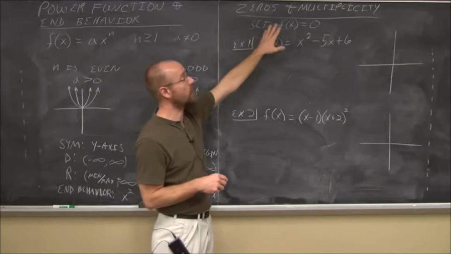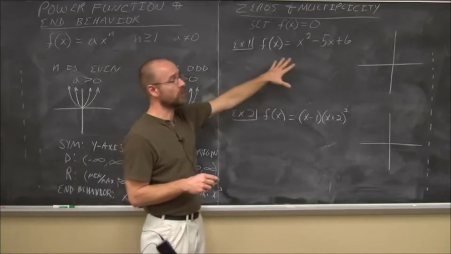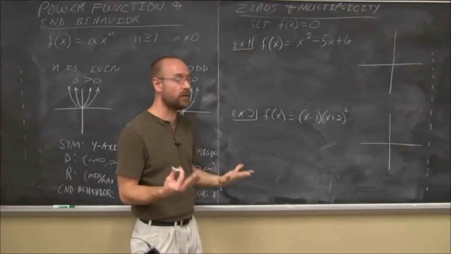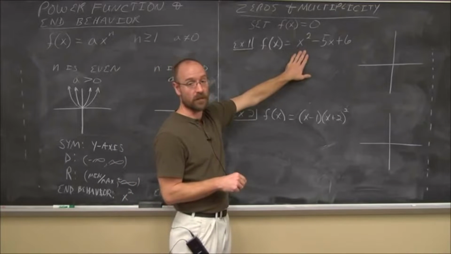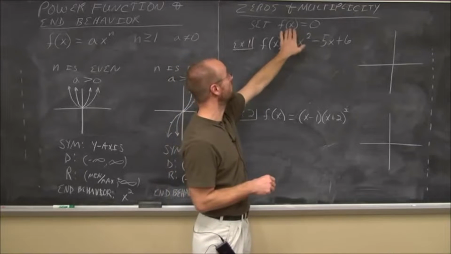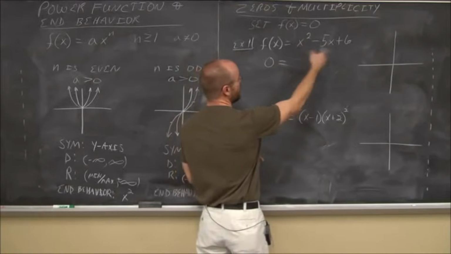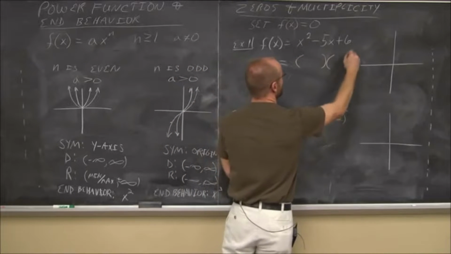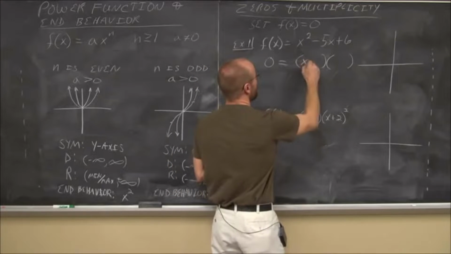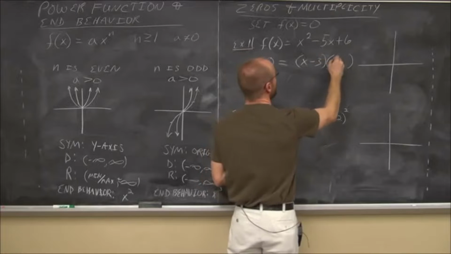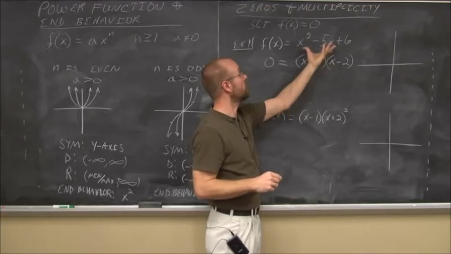Now, let's talk a little bit about zeros and multiplicity. When it comes to zeros, our definition of zeros are x-intercepts. Well, let's take a look and find the x-intercepts here, the zeros. Well, to do that, we set the equation equal to 0. If I set this equal to 0, and I can do a little bit of factoring, essentially what we're doing is writing this as linear factors. x minus 3, x minus 2, these would be the linear factors. If I FOIL this together, I get that back.